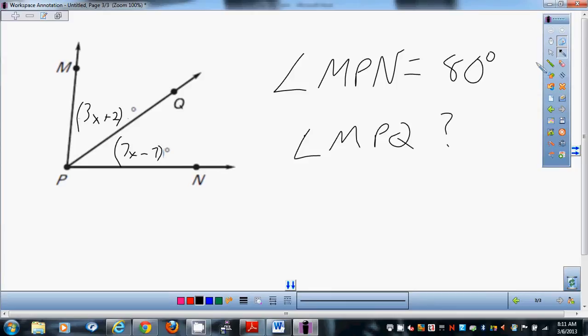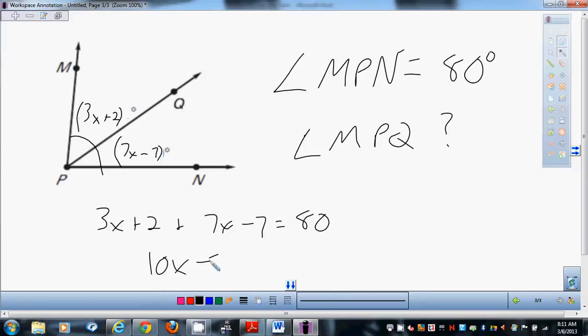Stacy, any clues about how we're going to solve this? Very good. Angle addition postulate. MPN is the whole angle. So you need to add this piece and this piece and set it equal to 80. That's perfect. Or whatever it gives you. So that's 10x minus 5 equals 80. Add the 5. Divide by 10.